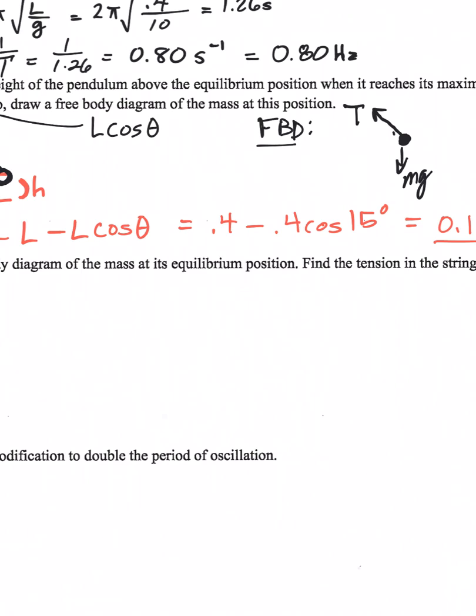That's it. All right, so now it says draw the free body diagram of the mass at the equilibrium position. So it's now at equilibrium, which means it's straight down, doesn't it? So what is my free body diagram of my mass at this point? mg straight down and tension straight up. And what do you know about those two amounts? They should be equal, shouldn't they? Yeah. They should cancel out. So it says find the tension in the string at this point.